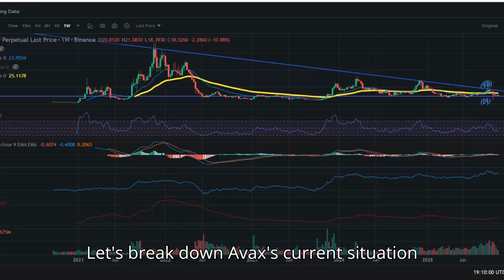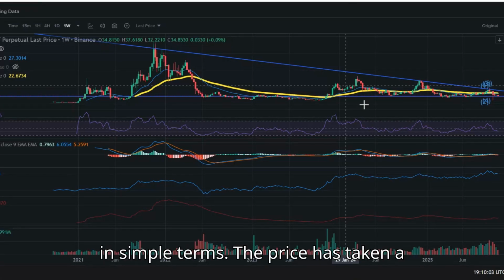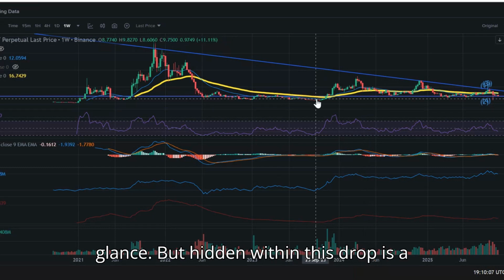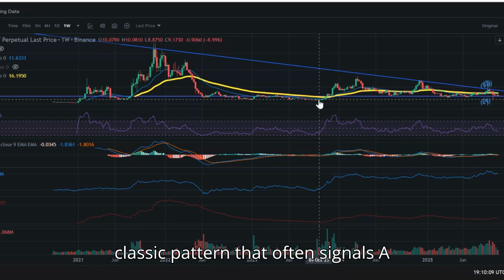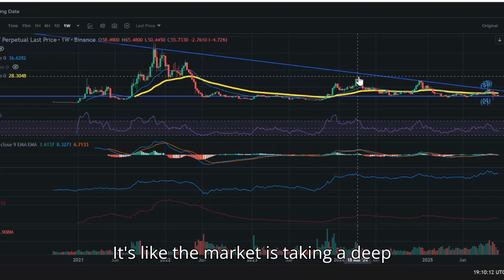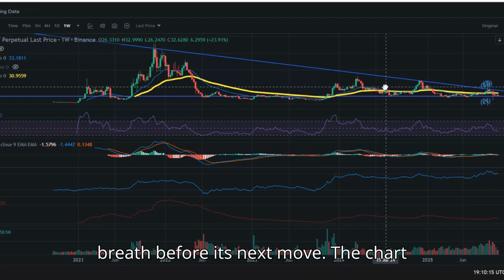Let's break down Avax's current situation in simple terms. The price has taken a big drop, which looks bad at first glance. But hidden within this drop is a classic pattern that often signals a reversal and a big bounce is coming. It's like the market is taking a deep breath before its next move.